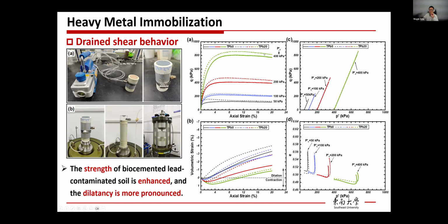We guess it's because with only a little bit of contaminant in the system, it can help to further stimulate the bacteria to work, because they have to survive in this kind of contaminated condition. So they have to work hard. So they produce more ureolytic urease enzyme. So the cementation content is also higher. So actually, we also measured the cementation content. It's similar to the stress result.